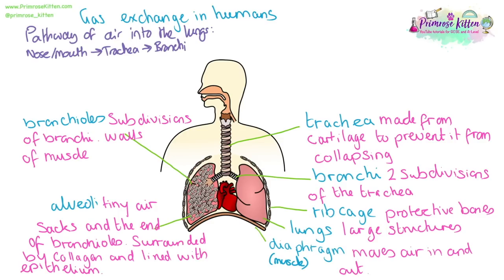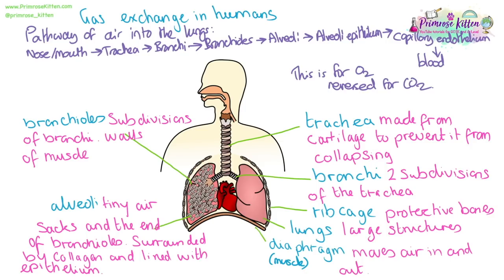So if we follow the pathway of air as it moves into the lungs, it would follow the nose and the mouth, then into the trachea, then into the bronchi, then into the bronchioles, then into the alveoli, and then across the alveolar epithelium, across the capillary endothelium, and then into the blood. This is obviously the journey for oxygen, and this would be reversed if we were talking about the diffusion and movement of carbon dioxide as it leaves the lungs.